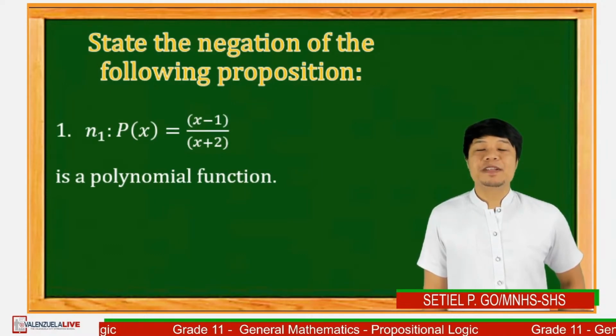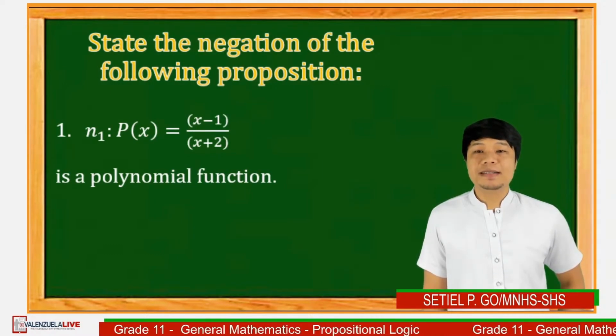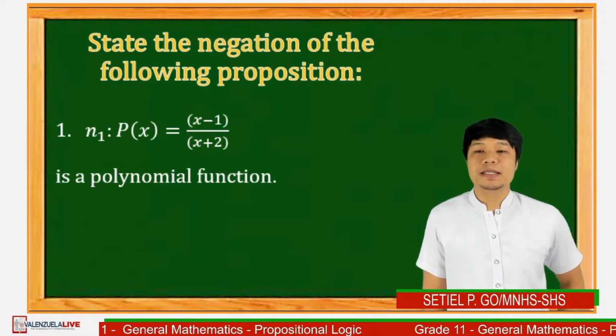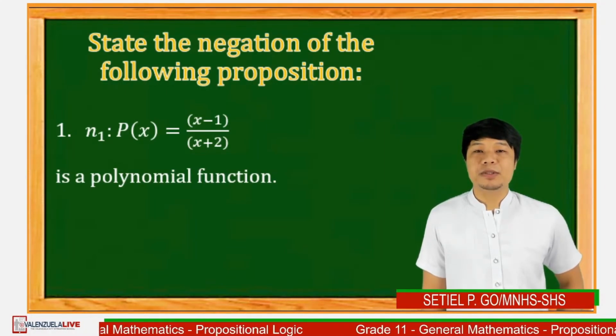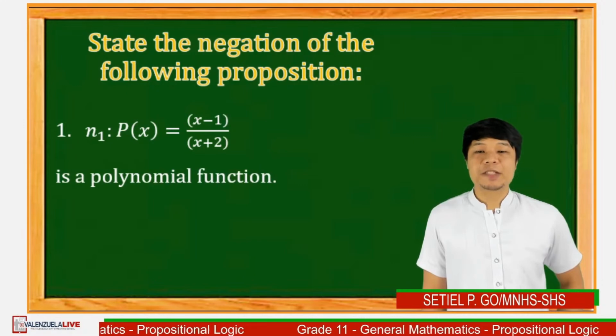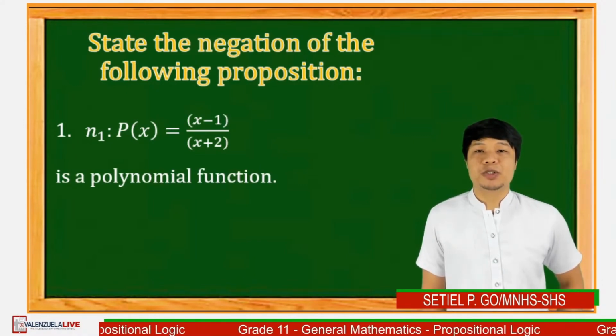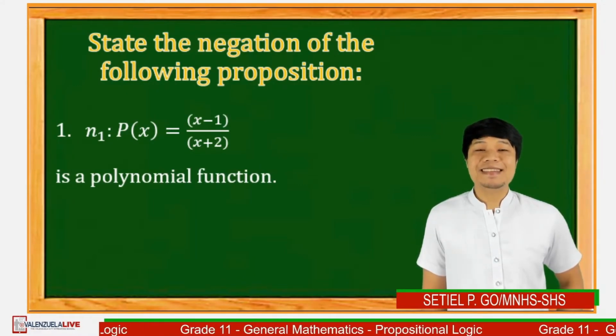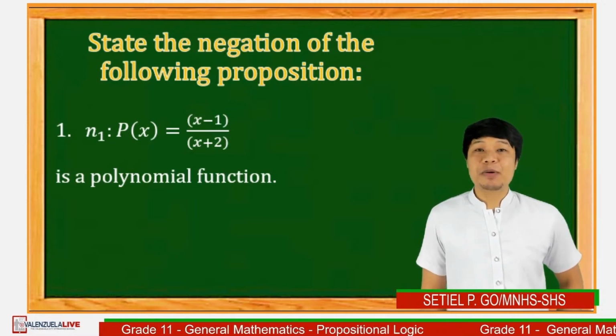State the negation of the following proposition. Number 1, proposition N1, wherein P of x is equal to x minus 1 over x plus 2 is a polynomial function. I'll be giving you 10 seconds to key your answer in our comment box.